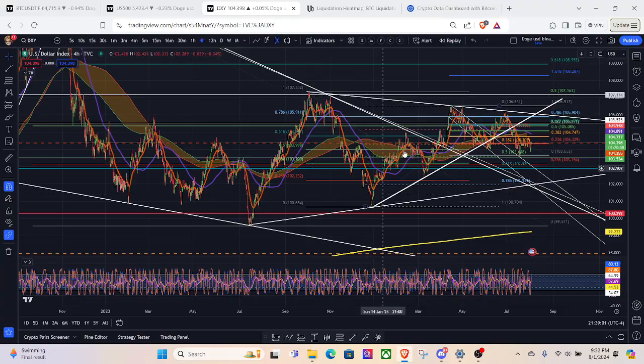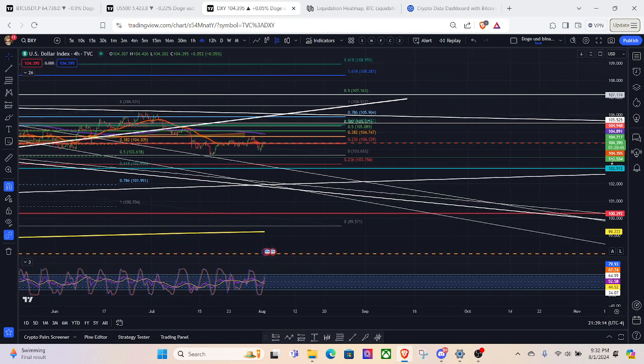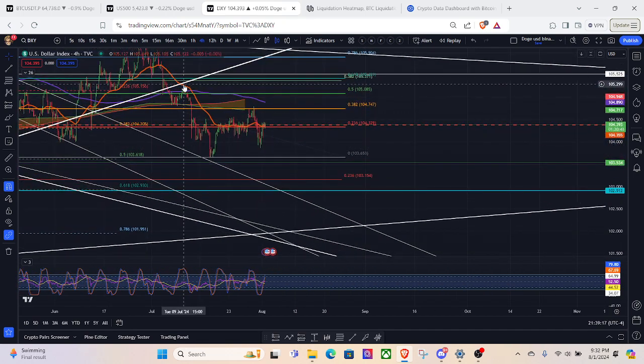You did have this sort of symmetrical triangle. If you have this descending trend line here and this ascending trend line here, you did have a bit of a symmetrical triangle forming there, which it looks like you broke down out of and then rejected from, pretty close to the bottom of it.